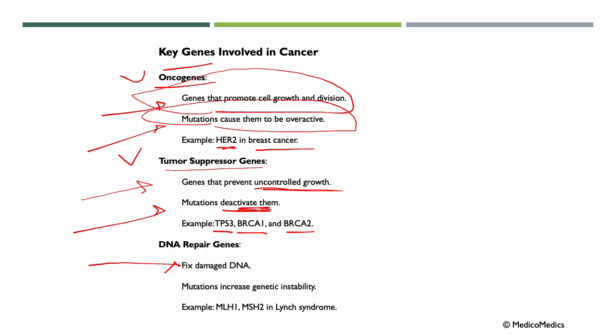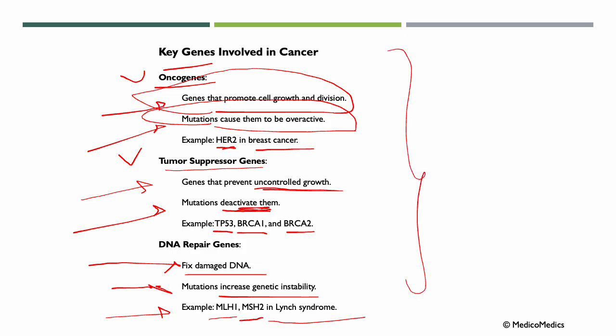DNA repair genes. These help in repairing and fixing damaged DNA. And mutations here increase genetic instability. Examples are MLH1 and MSH2 in Lynch syndrome.